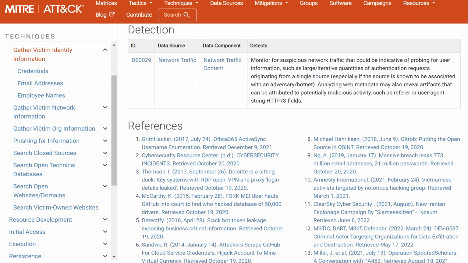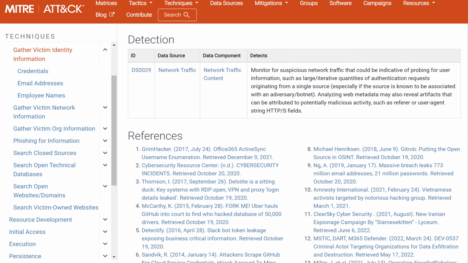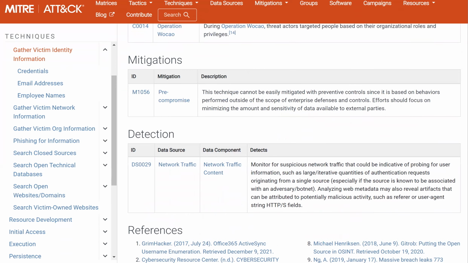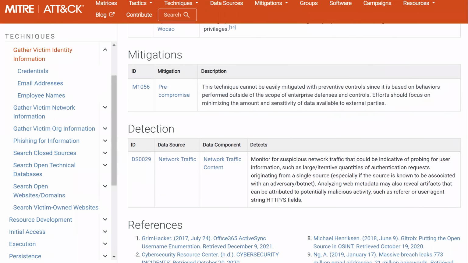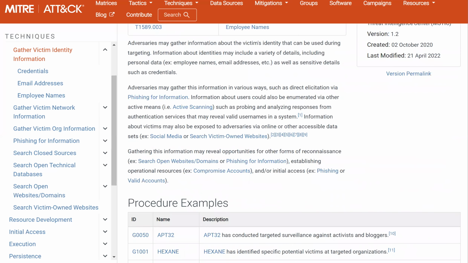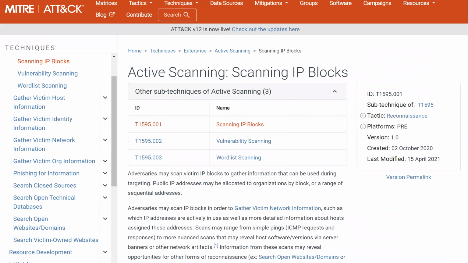So, analyzing the web metadata may also reveal artifacts that can be attributed to potentially malicious activity, such as user agent strings and HTTPS fields. So it could be related to some sort of web traffic there. So there's ways to detect and mitigate, which they're detailing and defining here. So I'm just going to go back.